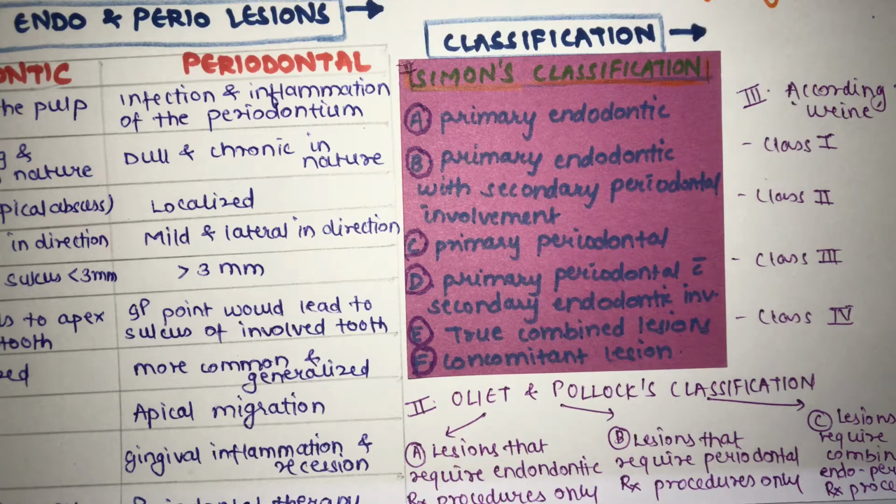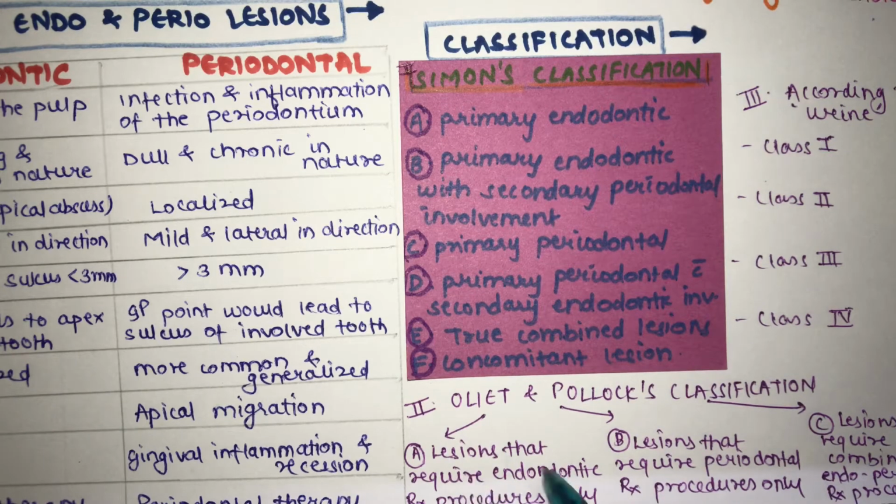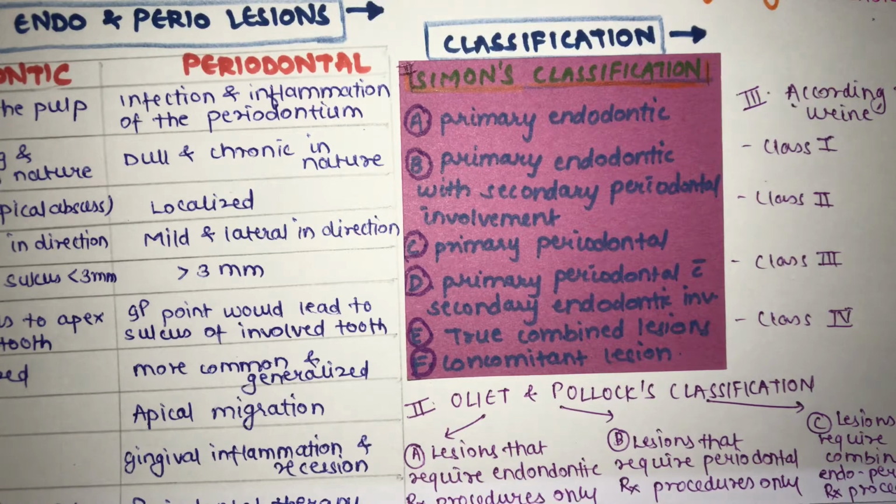The next classification which is asked is the Oliet and Pollock's classification. So they classified depending on the treatment protocol. So it is classified into 3 groups. So first is the lesion that requires the endodontic procedures only. Next is that which requires only the periodontal treatment procedures, and the third one is the lesion which requires both endodontic and periodontic treatments.